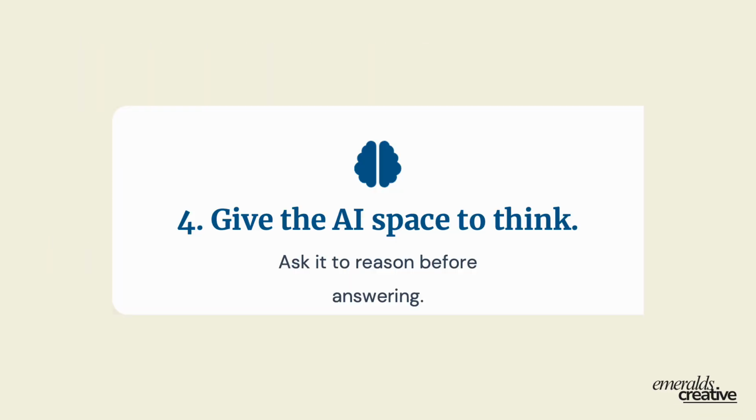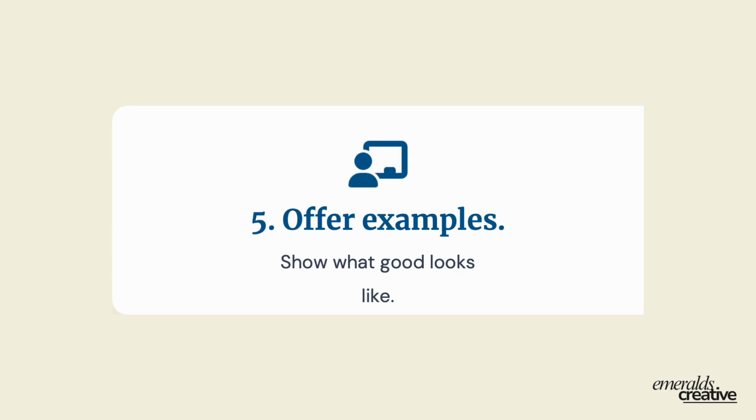Fourth, give the AI space to think. This is called chain of thought prompting. Instead of asking it for an immediate answer, ask the AI to reason through the problem first. You can do this with simple phrases like "think through this step by step before giving your answer," or "before you respond, consider the strengths and weaknesses of each option." This is especially useful for complex questions where you want the AI to consider multiple angles rather than just jumping into a quick response.